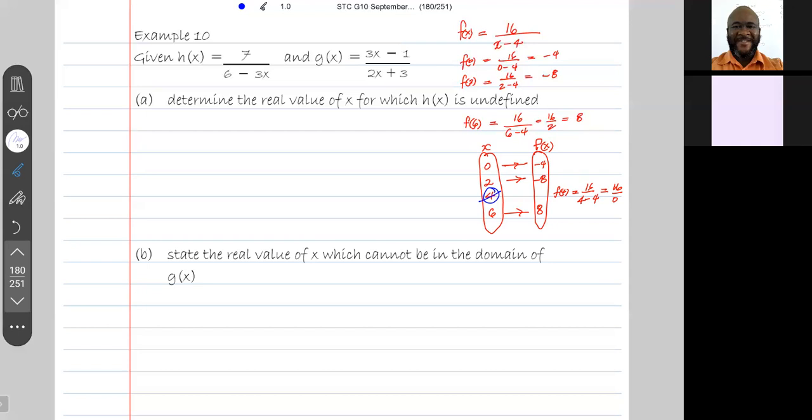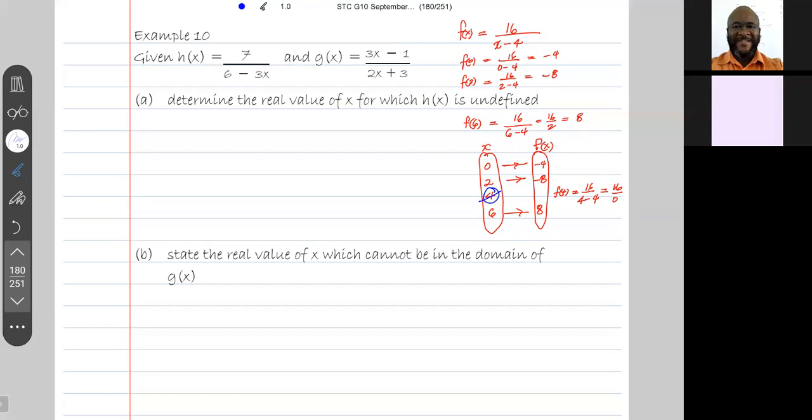When x is equal to 4, there's no value for f of 4. There's nothing for 4 to map to. So therefore, the relation is not a function. To get the relation to be a function, we have to take out 4. So 4 cannot be in the domain, and 4 is the value of x that makes this function undefined. So that is me trying to attempt to explain this.